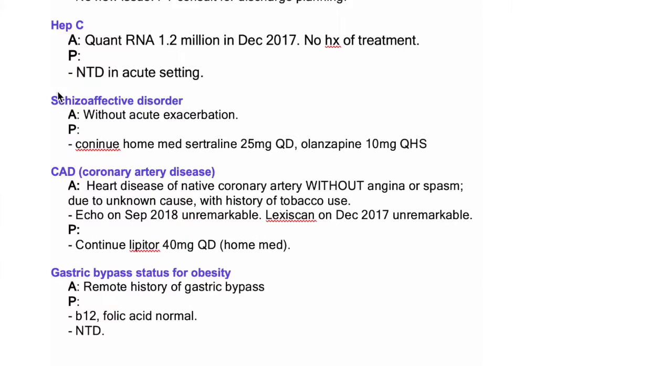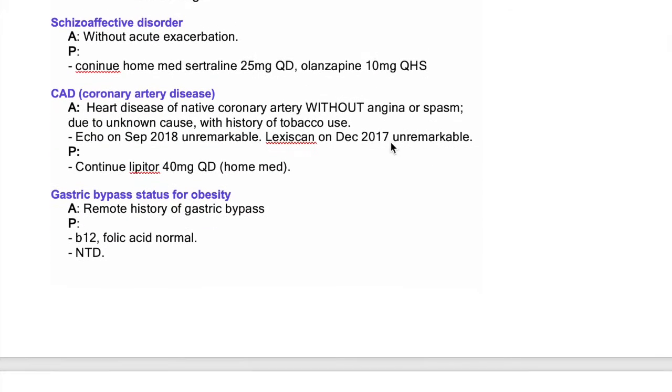The other problems she had is this, some kind of psych disorder. I wrote that she does not have any acute exacerbation, and I was just going to continue her home medications. And again, I like to describe if something is a home medication or not, because that becomes important at the time of discharge. For example, in this case, when she goes home, we'll just send her home with home medications unless we feel a need to change it.